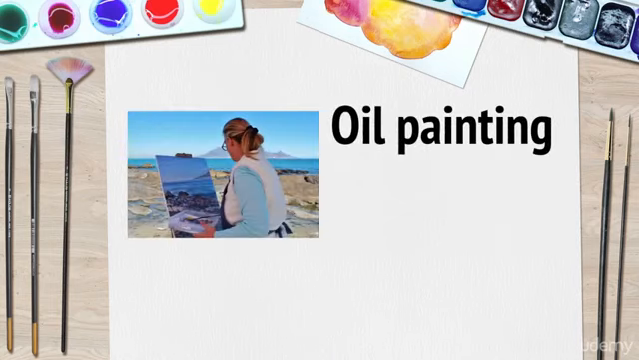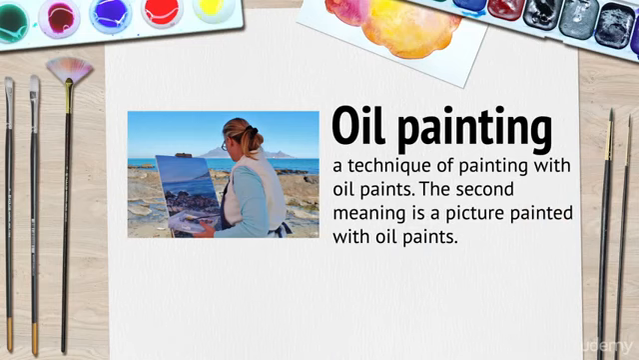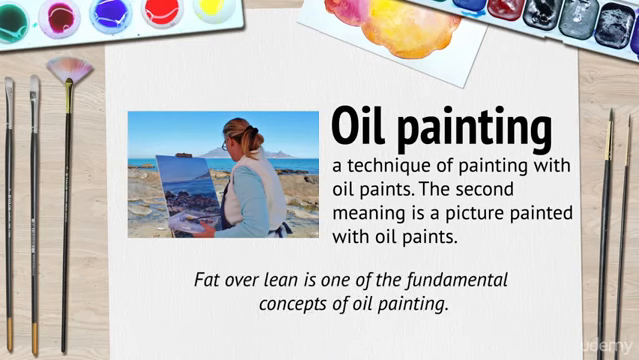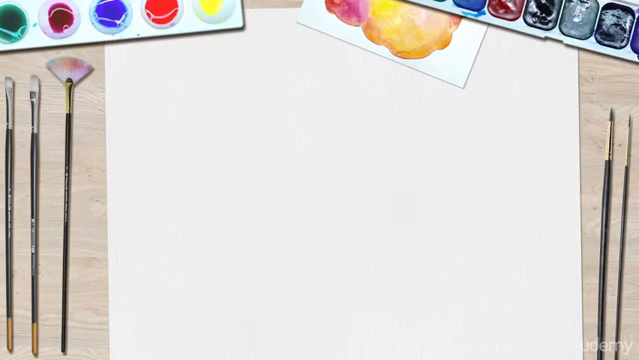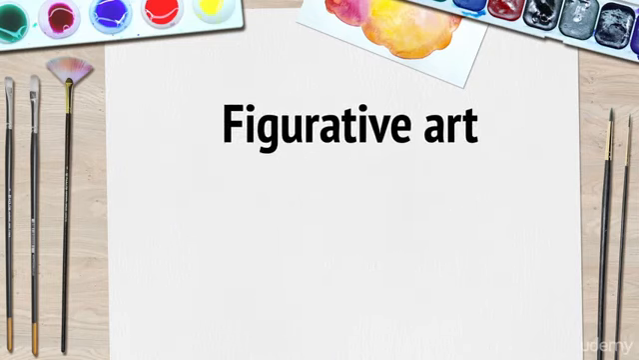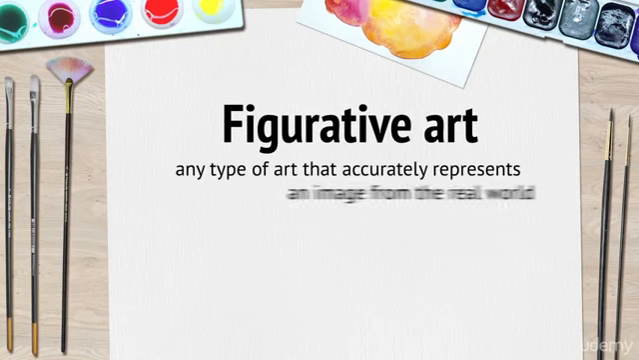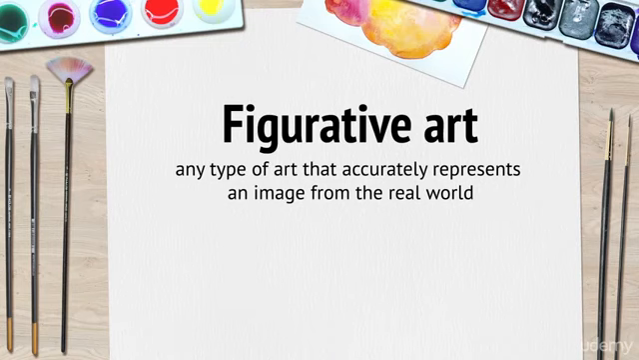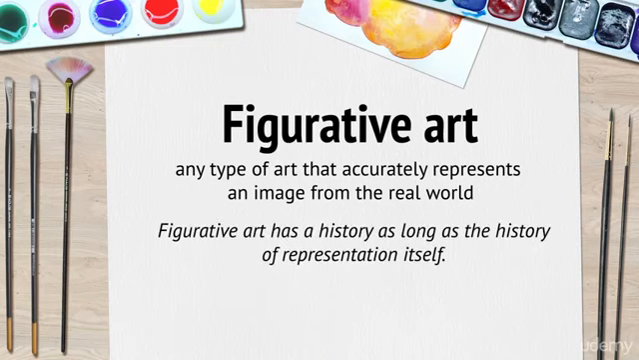Oil painting is a technique of painting with oil paints. The second meaning is a picture painted with oil paints. Example: fat over lean is one of the fundamental concepts of oil painting. Figurative art is any type of art that accurately represents an image from the real world. Example: figurative art has a history as long as the history of representation itself.